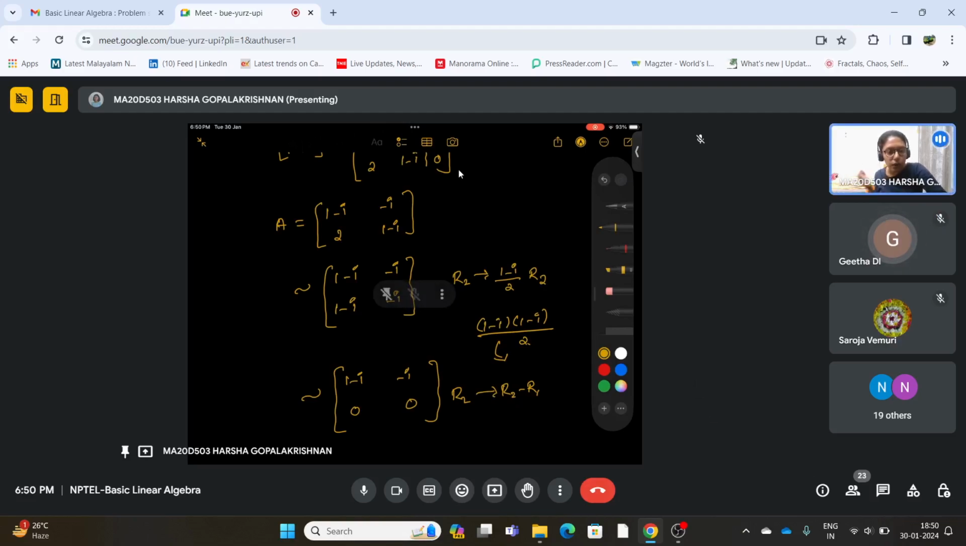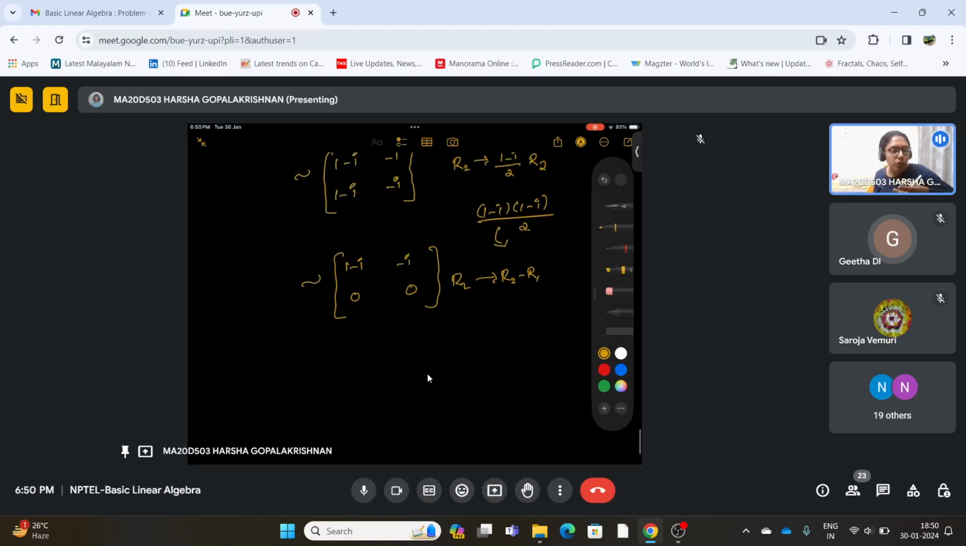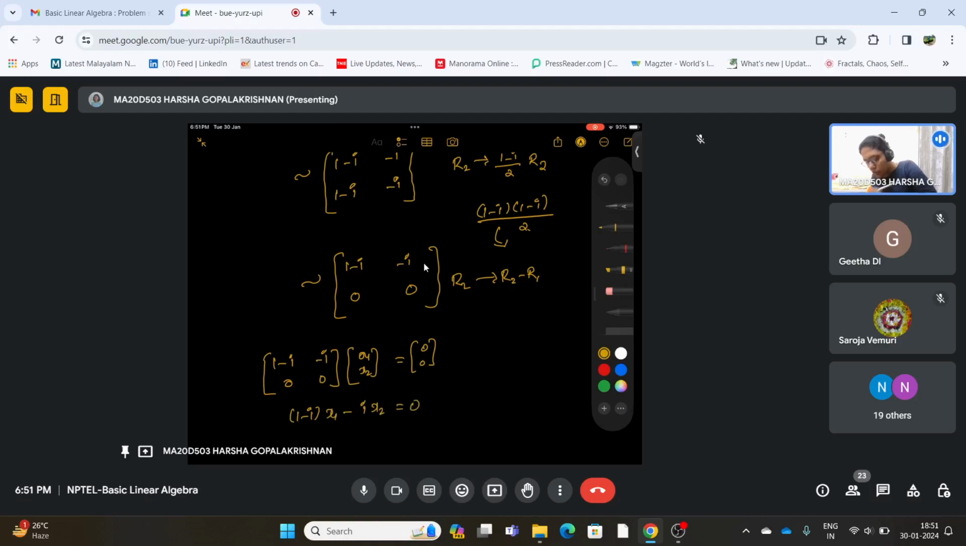Instead of solving the original Ax equal to 0, we can solve this reduced A into x equal to 0. Instead of having two equations, now we are left with only one equation. That is the special thing about the row echelon form. So we can say [1 minus i, minus i; 0, 0] into x1, x2 equal to 0, 0. This is our reduced form. Now we can say (1 minus i) x1 minus i x2 equal to 0.